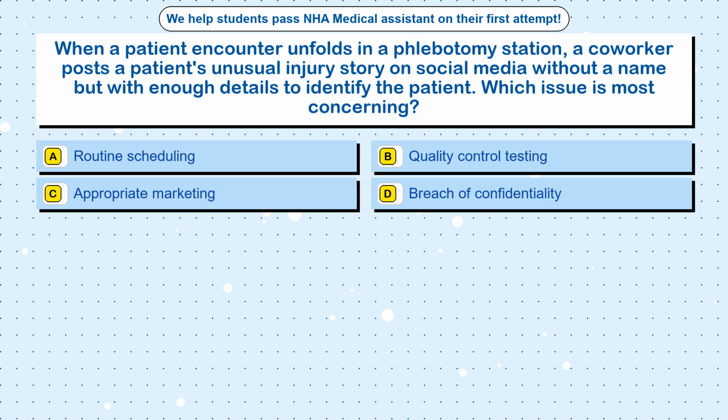Question 47. When a patient encounter unfolds in a phlebotomy station, a coworker posts a patient's unusual injury story on social media without a name but with enough details to identify the patient. Which issue is most concerning? Option A, routine scheduling. Option B, quality control testing. Option C, appropriate marketing. Option D, breach of confidentiality.